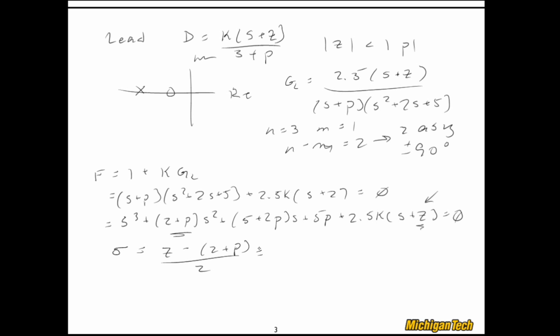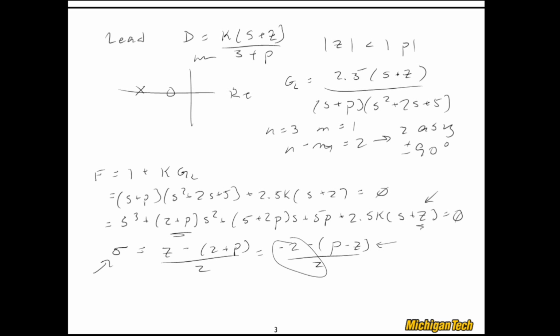If I rewrite this, perhaps it's a little bit more instructive. I could write it as minus 2 minus (p minus z) over 2. Now, the intersection point that we had before was just this. What I can see now is that I'm going to move it to the left to the tune of p minus z.